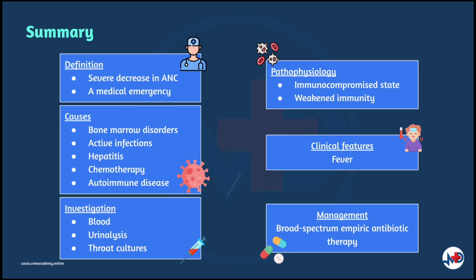Blood, urinalysis, and throat cultures should be performed to determine the source of infection. Treatment begins with an immediate evaluation, risk assessment for complications, and blood cultures to find the causative bacteria. Then individuals are given broad-spectrum empirical antibiotic therapy. Low-risk patients are commonly given oral antibiotics, while high-risk patients generally get intravenous antibiotics.